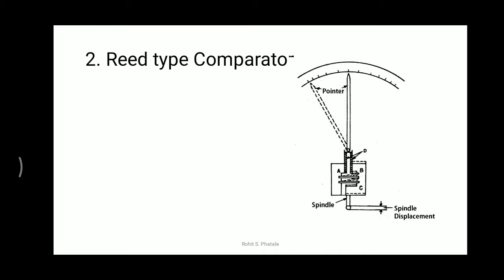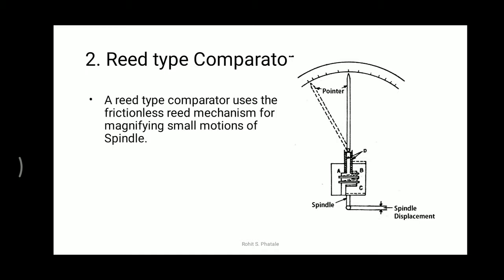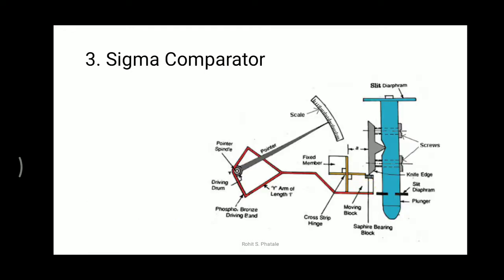Now the second type of comparator is the reed type of comparator. It is again very similar to the previous one. Over here you can see points A, B and C. Out of these, point A is fixed. It will not move in any case. Then point B is the moving spindle, or moving block. So it is a floating block, and C is nothing but the reed.